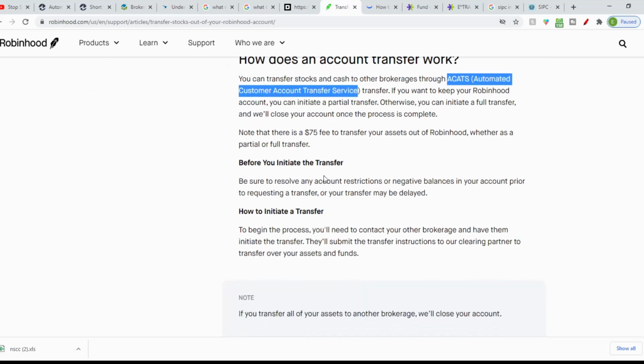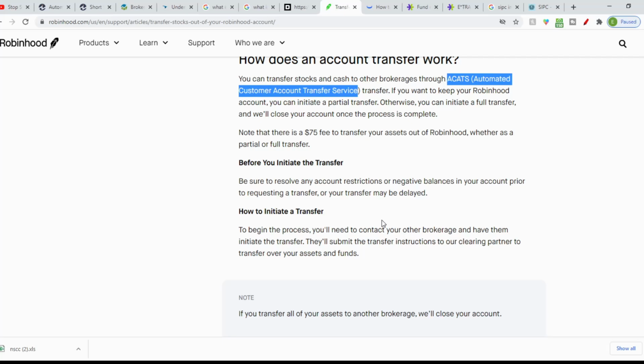Now, before you initiate the transfer, you're going to need your account number and you're going to need the DTC number. Okay? Every brokerage has that. All you have to do is go to your settings and you'll see your account number. It'll say RH number, and then I can't remember on Robinhood where exactly you go, but you'll see a DTC number as well. Those are the two numbers you're going to need when you transfer out to the next company.